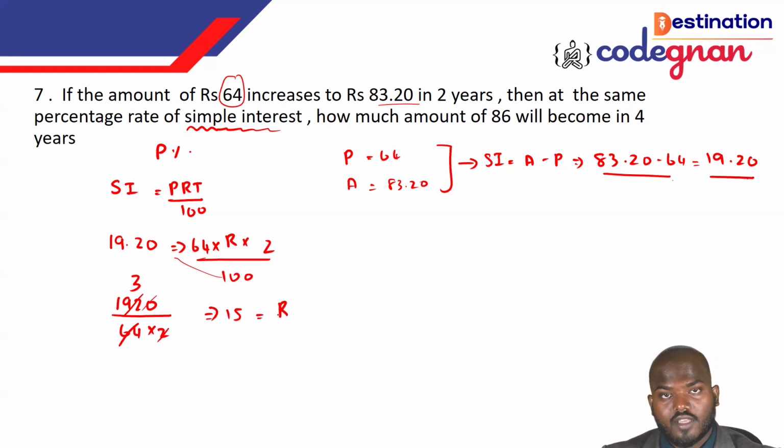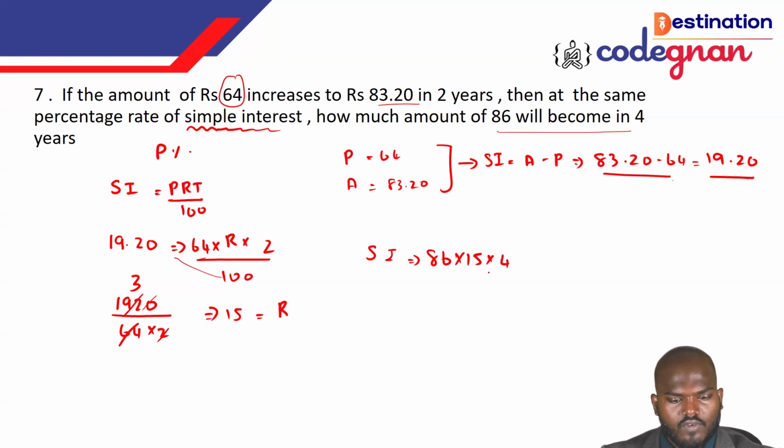Now you just want to apply the same formula. How much amount will it become for 4 years in simple interest? SI is equal to PRT by 100. The P now we can take as 86, which they have given in the question. The rate of interest is 15, times 4 years, by 100. If you work it out, guys, this value will generate the answer 51.60. But my question is, how much amount? Amount means what?